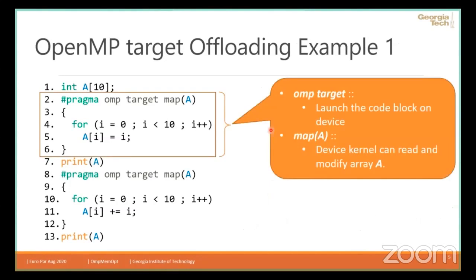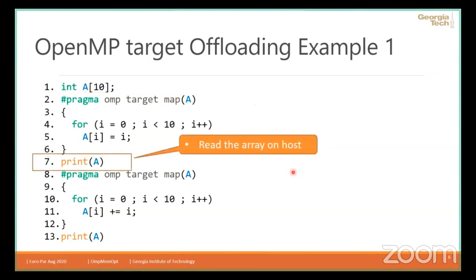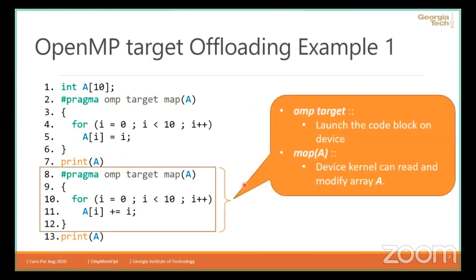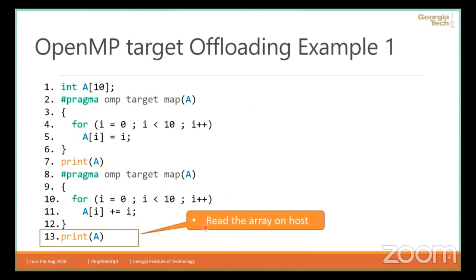In this example, the user specifies the OMP target map directive, which launches this block of code on the GPU, and the clause map A means that the kernel will read and update the array A. And then on line 7, the host reads the value of the array A, and then again on line 8, the kernel is launched on the GPU, and the map A clause means that the GPU can read and update the array A. And finally on line 13, we again read the value of the array A from the host.